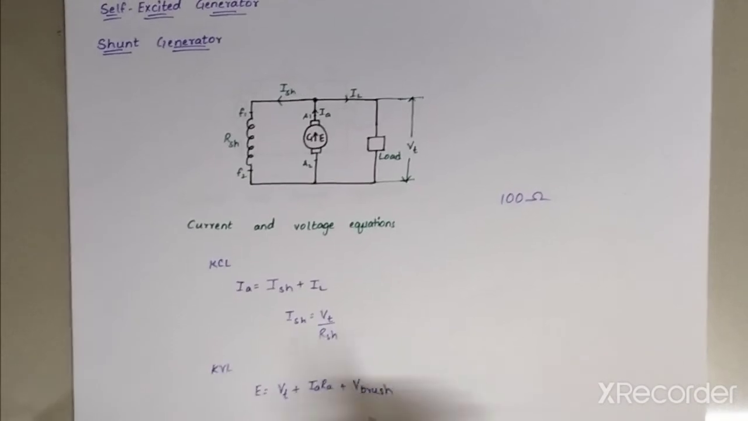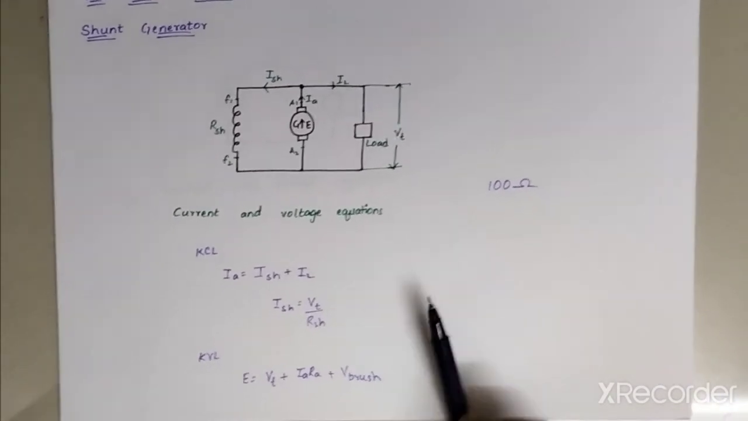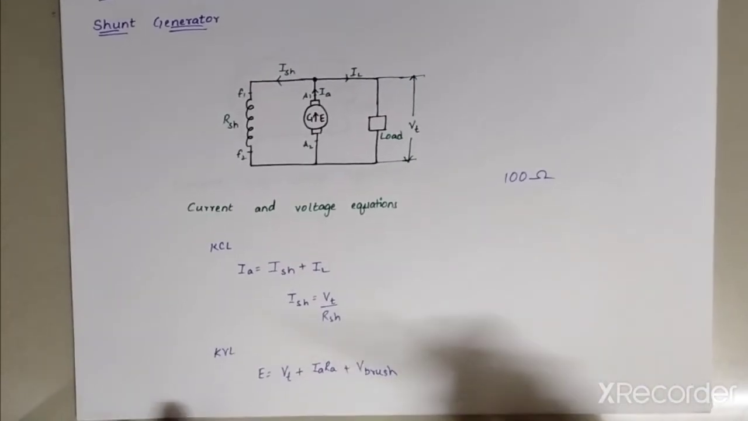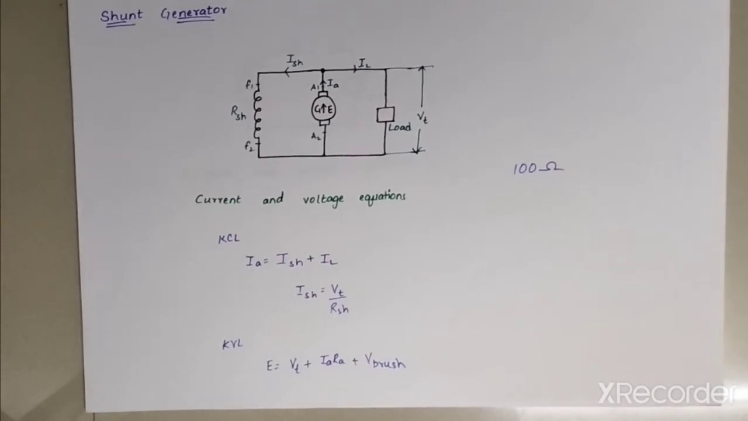These types of DC generators generally give constant terminal voltage for small distance operation. In our daily life, we use the concept of the shunt generator for general lighting and charging of batteries.